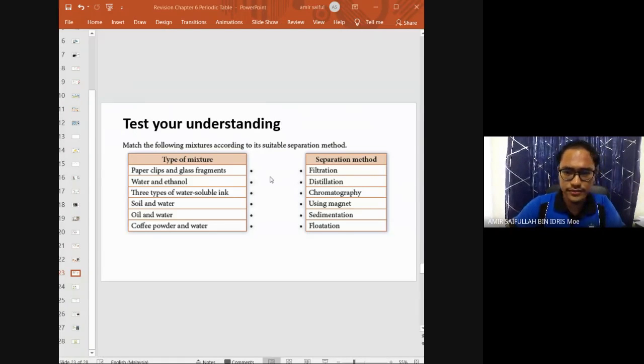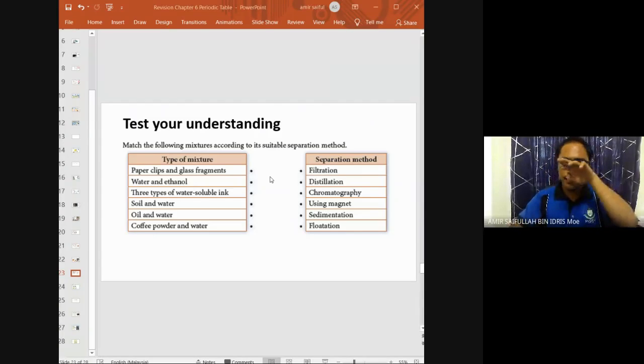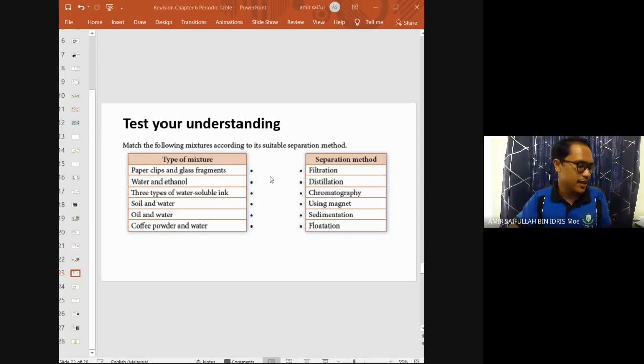6.2 mixture. Yeah, so you need to know the separation methods, very important. Okay, especially the filtration method. Try to think what is the benefit and the disadvantage of filtration method.